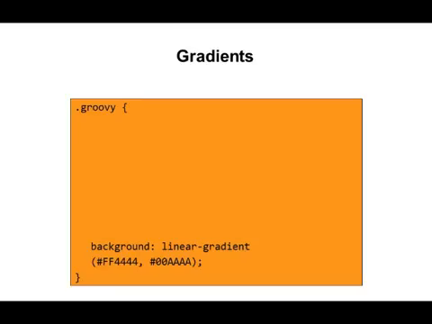Let's say we want to create a class called Groovy, and we want to mix some colors together. In simplicity, we can set the background to a linear gradient and blend those two different colors together.